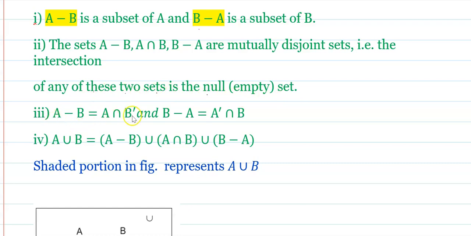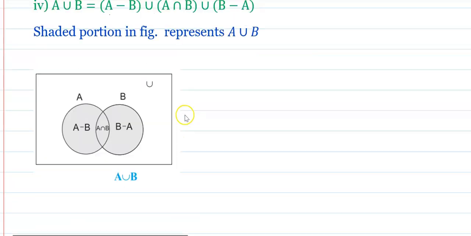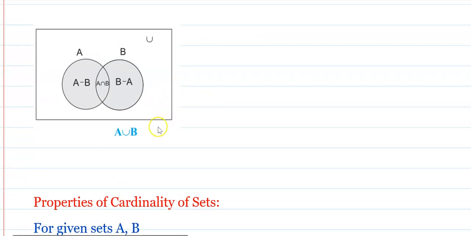Next, this is also very important. A minus B is equal to A intersection B complement, and B minus A is equal to A complement intersection B. Now the next, A union B is equal to A minus B union A intersection B union B minus A. The shaded portion in the figure represents the A union B. See this here. A minus B, next union A intersection B, next B minus A.